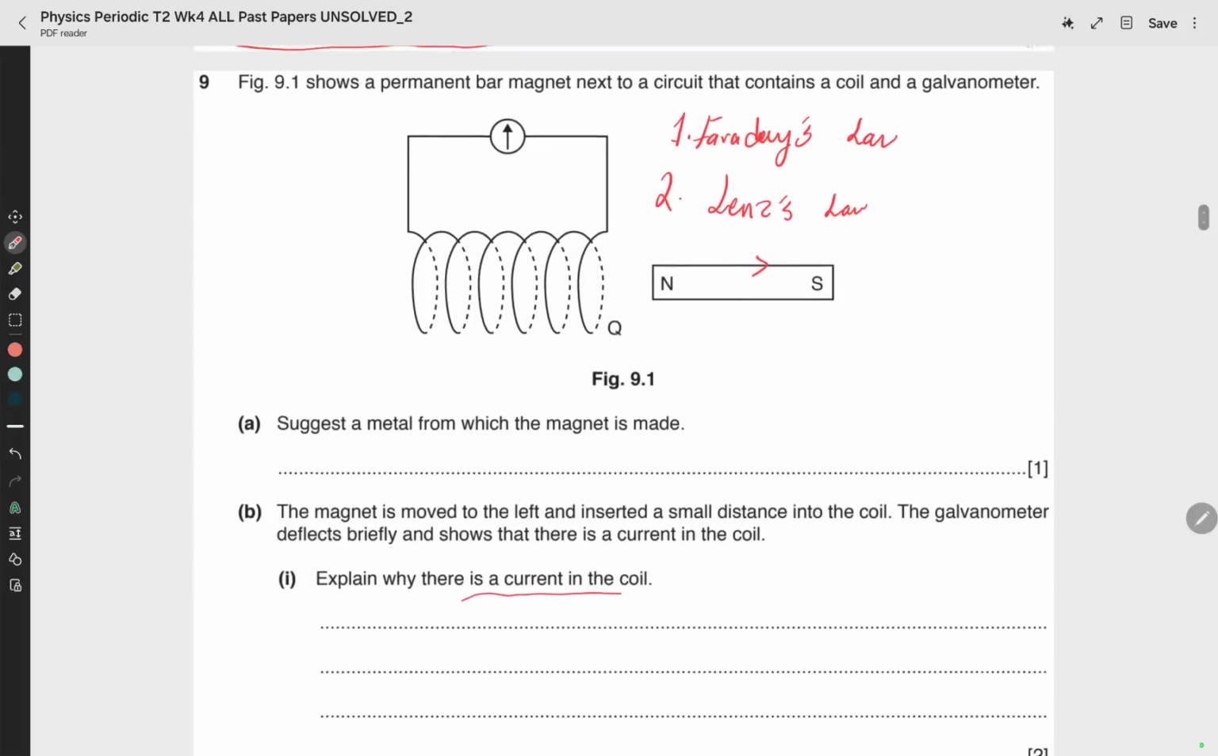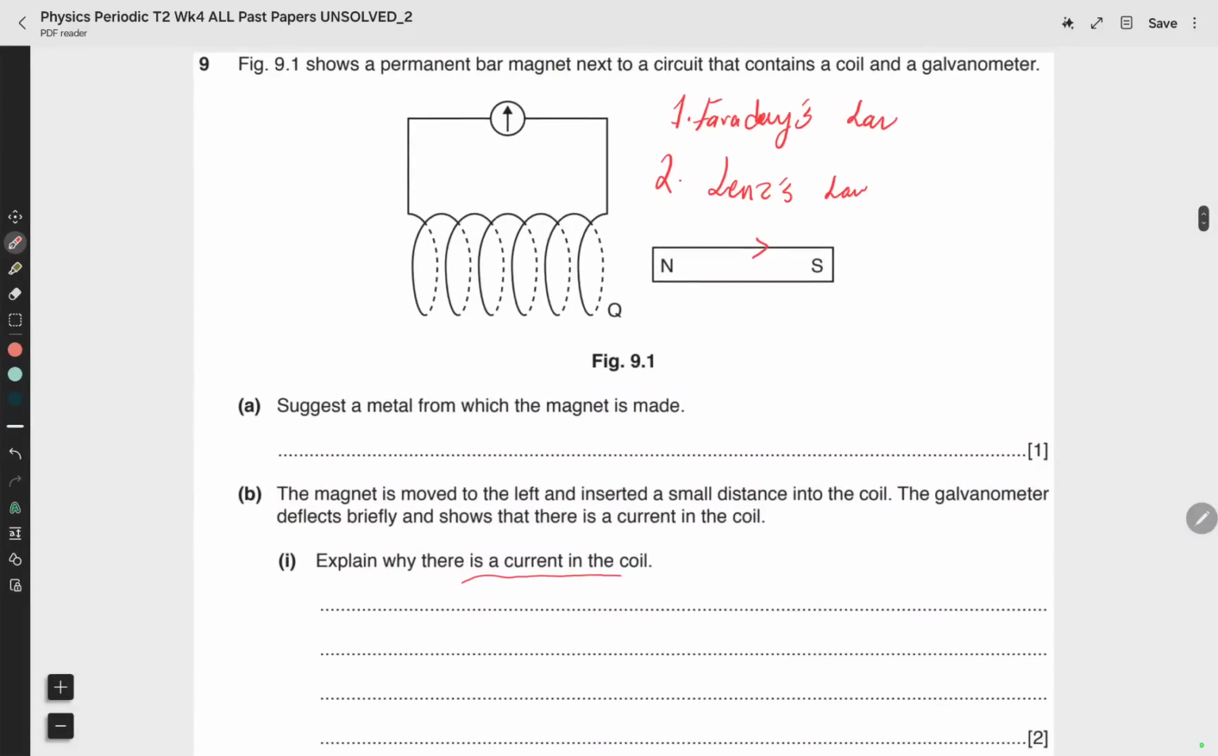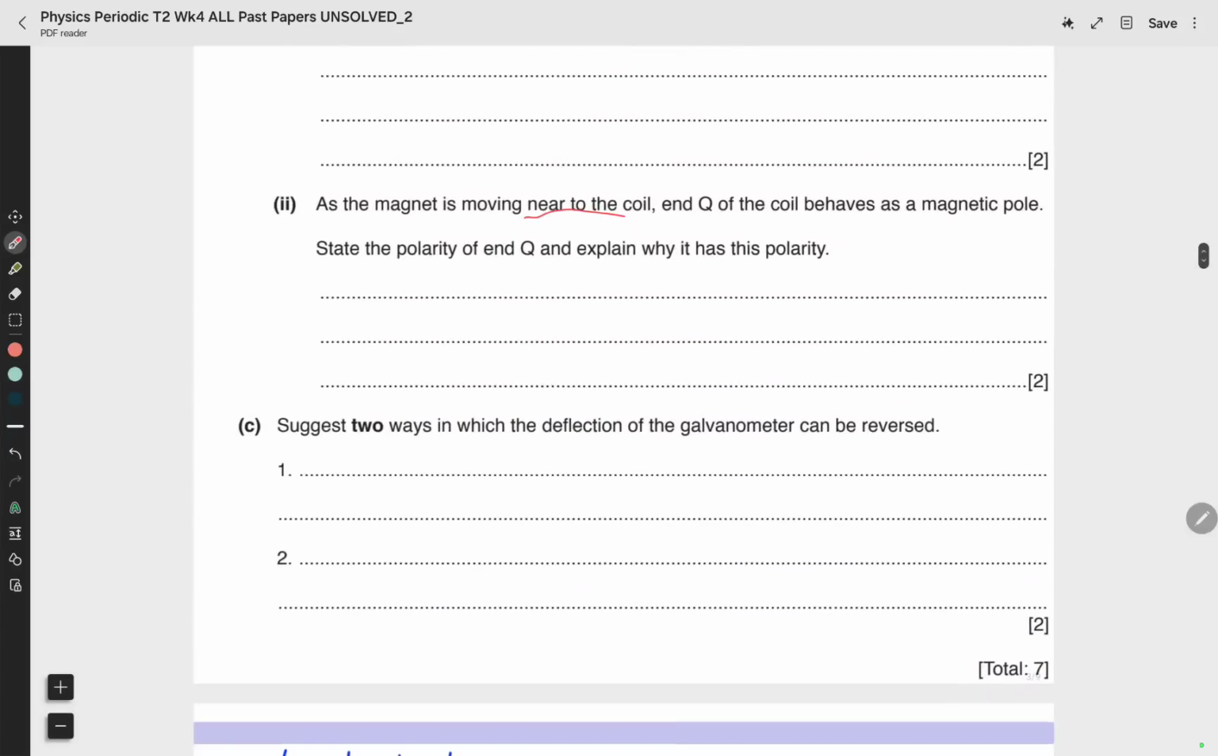Okay? So now they said that the magnet is moving near to the coil. So you're going inside here. They're saying that this point Q behaves as a magnet. What pole would it behave as? Remember, it always does the opposite. So if you're going inside, it pushes you outside. For it to push it outside, obviously Q will have to behave as a north pole, because north will push the north back out, right? So you need to remember that. It's going to be north. Why? To repel the magnet or push it out.